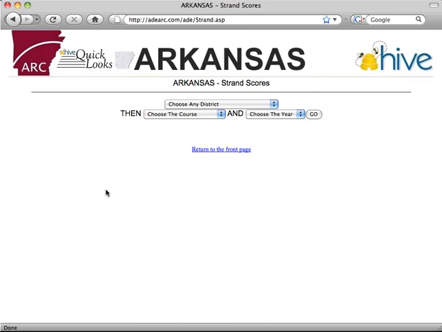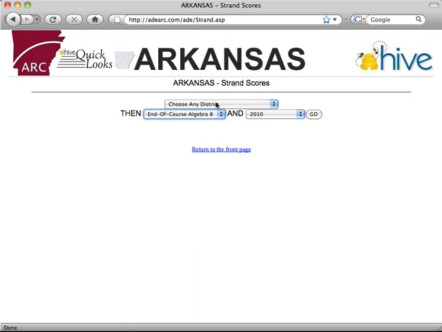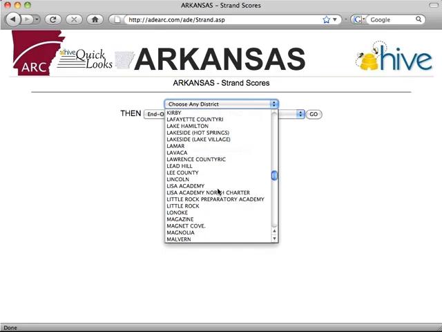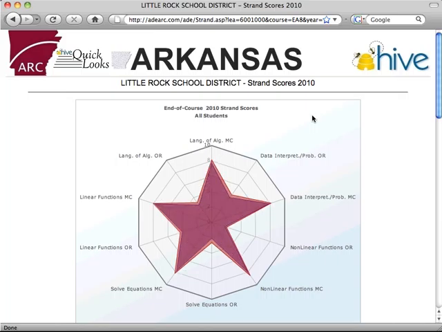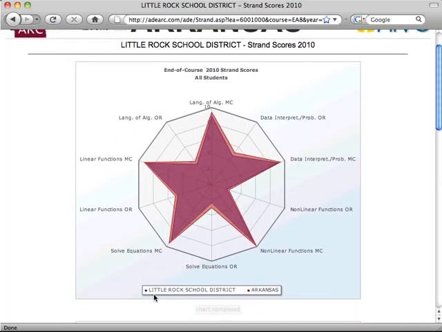For the purposes of this demonstration, I'm going to look at the 2010 End of Course Algebra 8th grade for the Little Rock School District. On the radar chart, you see that Little Rock scores are in blue and Arkansas scores are in red. The maroon area is where the scores overlap.